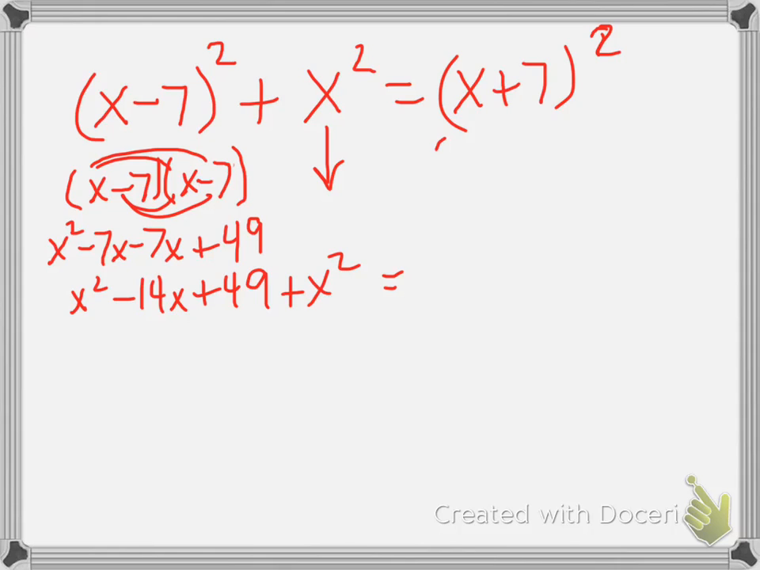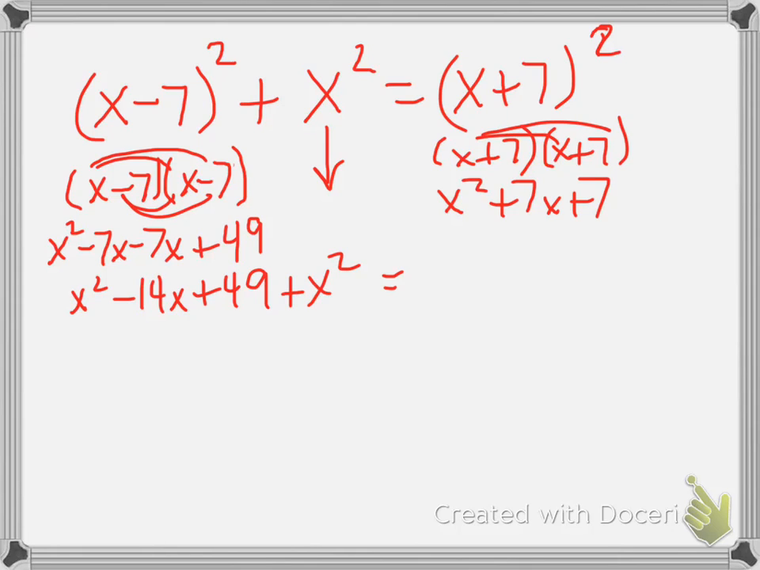And the other side you're going to have to FOIL that too. So that's going to give you x squared plus 7x plus another 7x plus 49. And the reason why these are plus is because it was x plus 7, so they were positive. These two will go together, so I'll get x squared plus 14x plus 49.